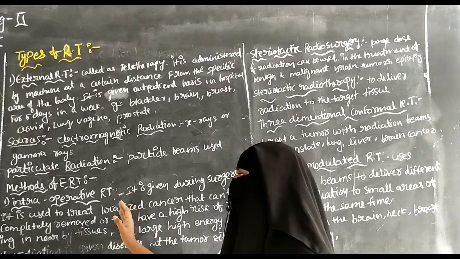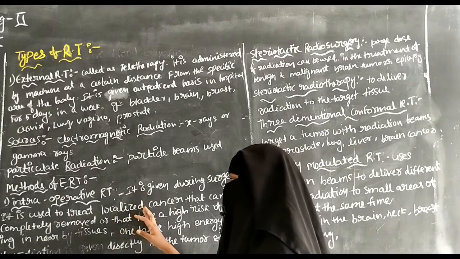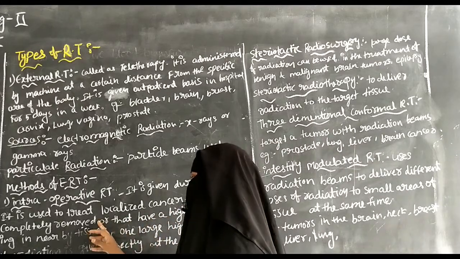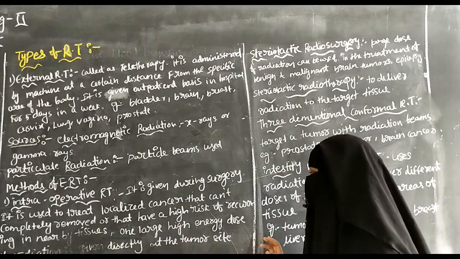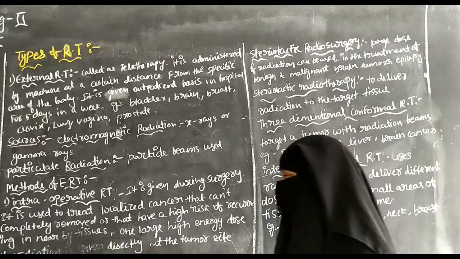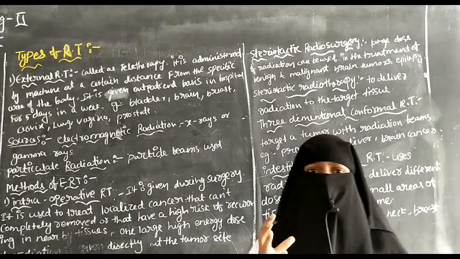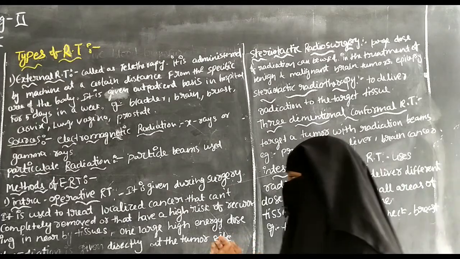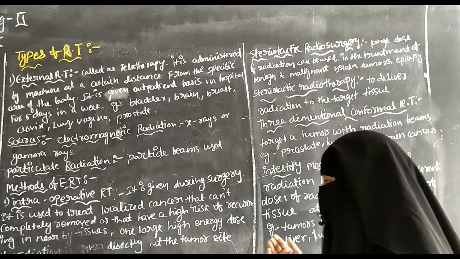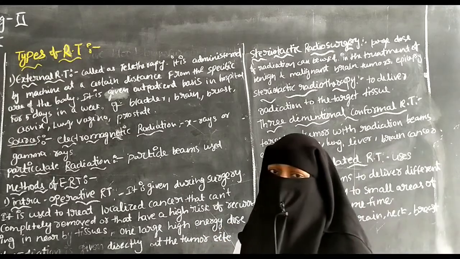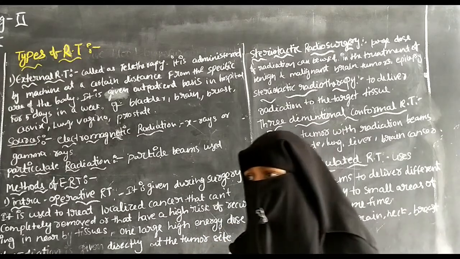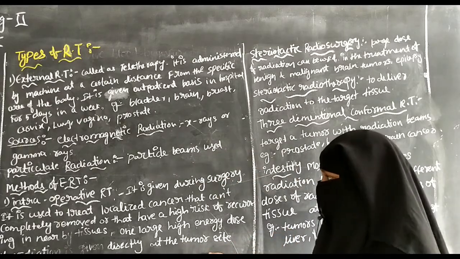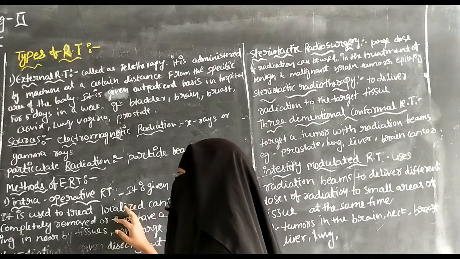So intraoperative radiation therapy can be used for localized cancer that cannot be completely removed and has a high risk of reoccurring in the nearby tissues. So the cancer cannot be removed completely and there is a high risk of spread to the nearby tissues, and one large dose of radiation is given directly to the tumor site during the surgery. It is called intraoperative radiation therapy.